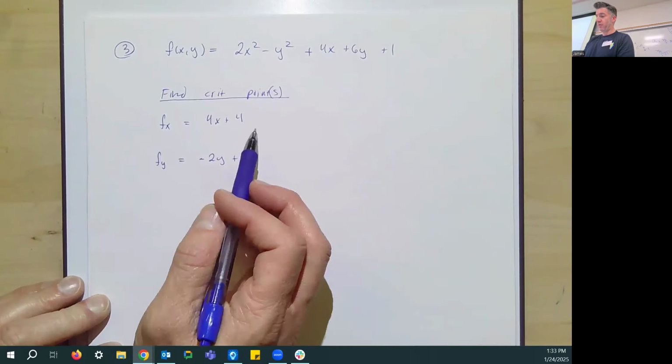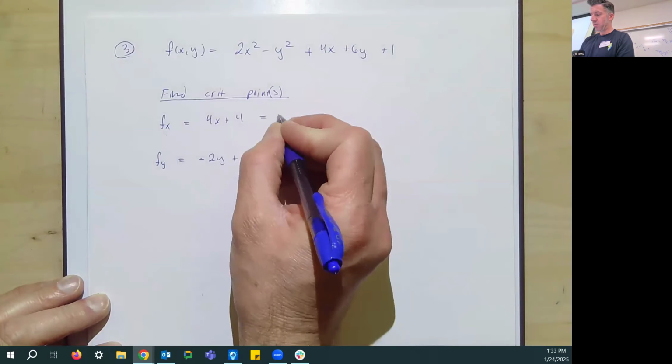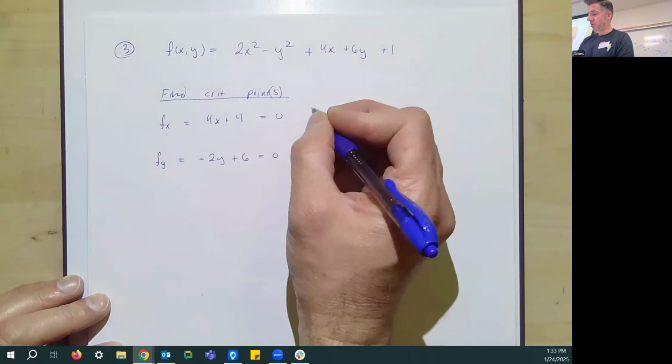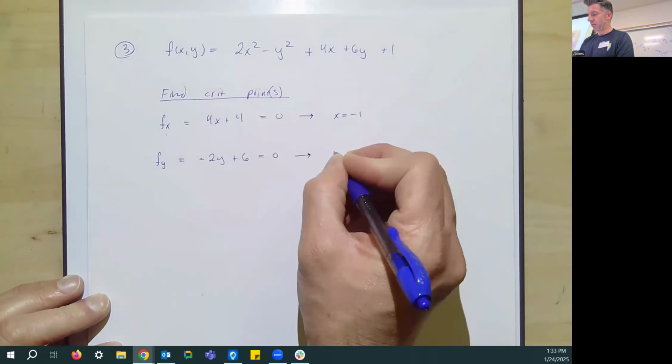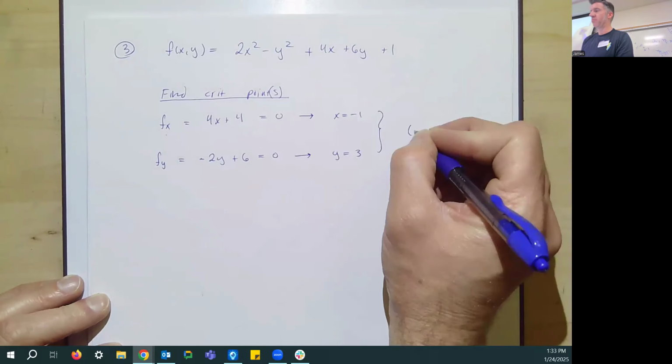If we look at our partial derivatives, fx is equal to 4x plus 4, fy is equal to negative 2y plus 6. We set each of those equal to 0. We're going to get x equal to negative 1. We're going to get y equal to positive 3. So we get the single critical point, negative 1 comma 3.